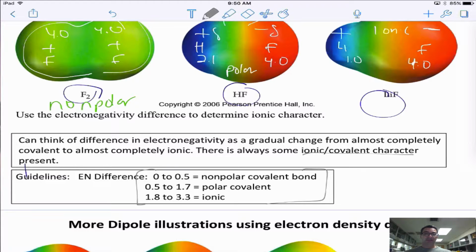They are not set in stone. Look at HF above there on the screen here. HF, the difference is 1.9. It goes above that cutoff, yet it's still covalent. You have to look at each molecule and look at its properties. And we'll talk about the properties a little bit later on to give you an idea.